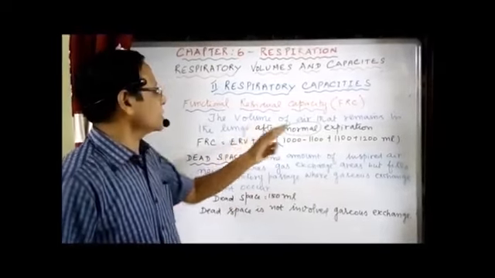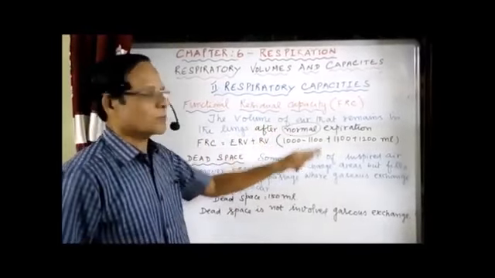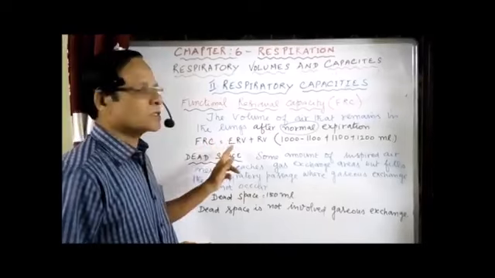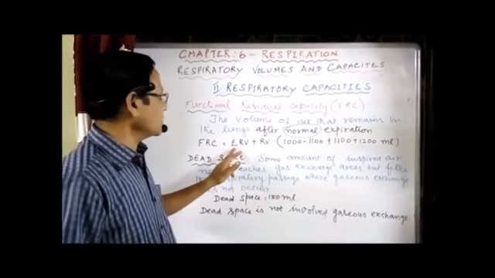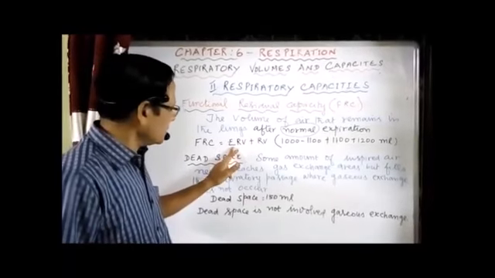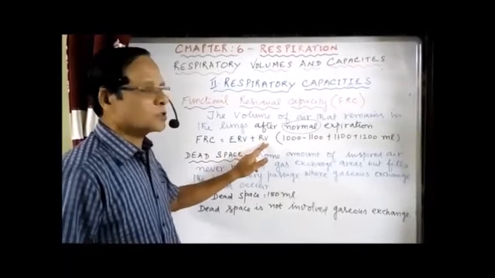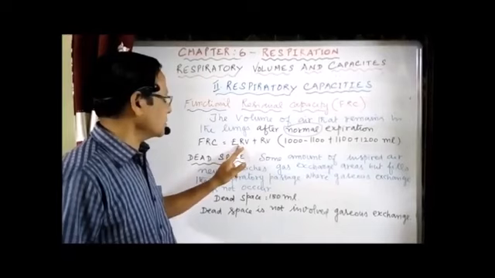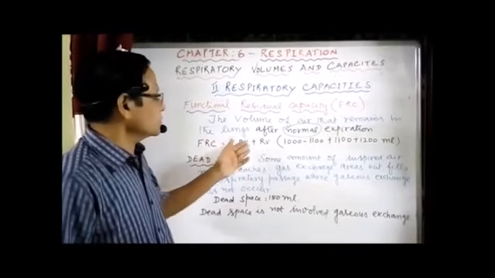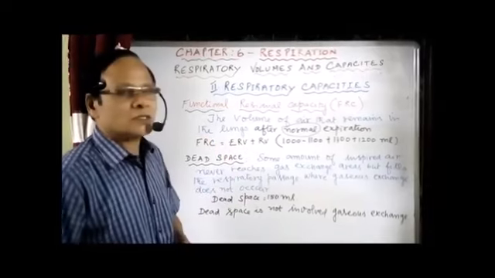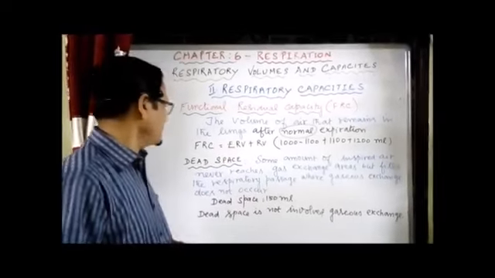So the volume of air that remains in the lungs after normal expiration is called functional residual capacity, or simply residual capacity. It can be calculated by adding expiratory reserve volume and residual volume. These together constitute functional residual capacity.